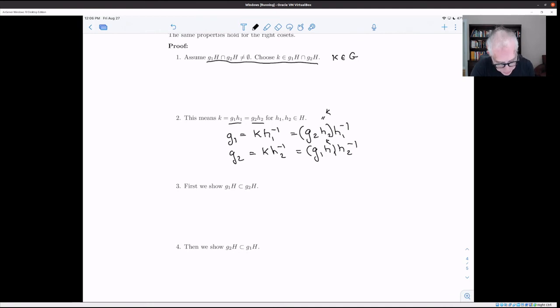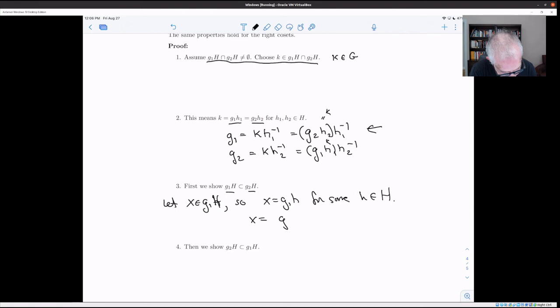So first we're going to show that g1 H is contained in g2 H. And to do that, we let x be an element of g1 H. So that means that x is equal to g1 h for some h in H. But now let's plug in this equation. And that tells us that x is equal to g2 h2 h1 inverse h, which is g2 times h2 h1 inverse h. And this is a product of elements in H, so it belongs to H.